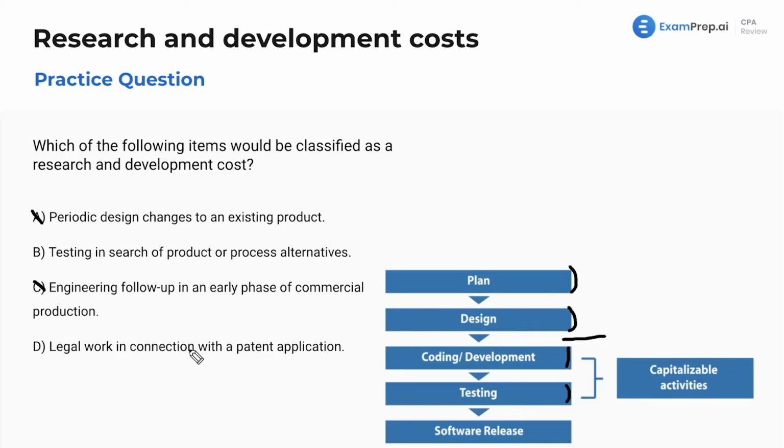And legal work in connection with a patent application. If you have a patent, you better have something that you're patenting, so a product will exist. Which leaves us with just testing in search of a product or process alternative, which is our final answer here.